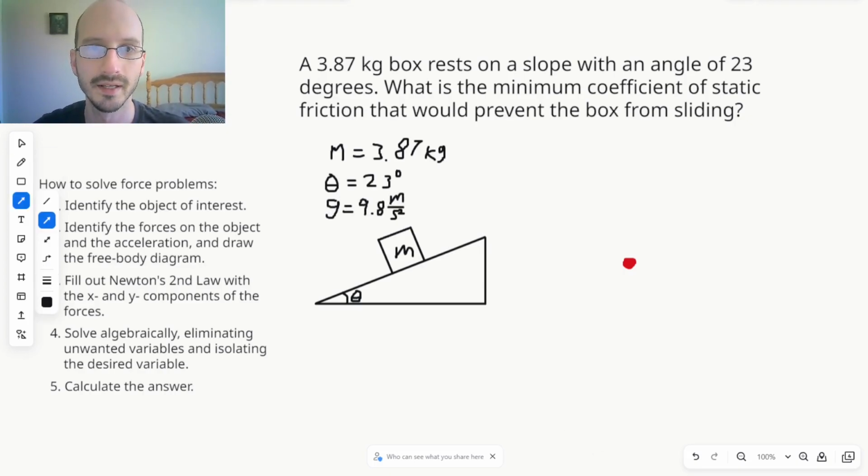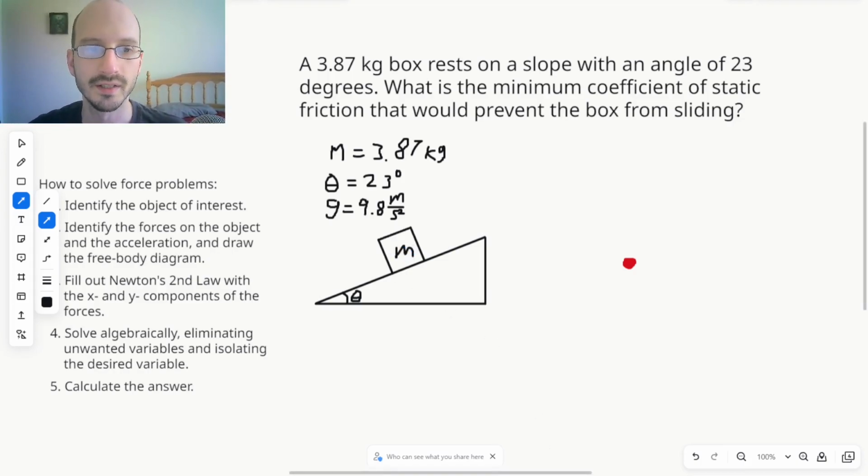The next step is to identify the object of interest. Now there's two possible objects it could be. It could be the box, or it could be the slope. And in this case, what's moving, or what could move? The box is what could be moving. So the box is our object of interest.